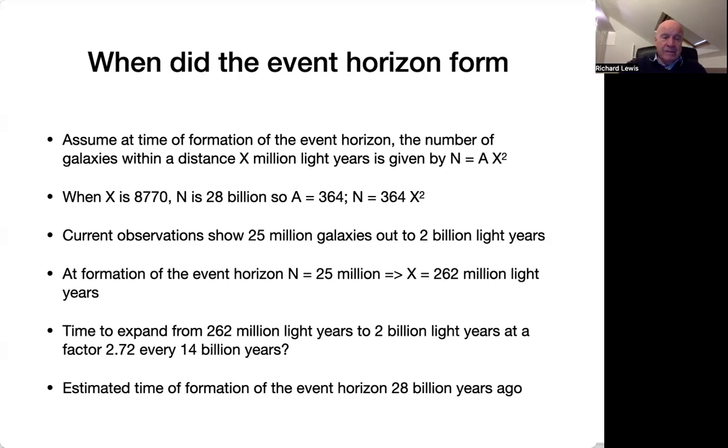Now we know that they're currently out to 2 billion light years. So how long does it take for the universe to expand from 262 million light years to 2 billion light years at the rate of the factor e, 2.72, every 14 billion years? The estimated time is 2 lots of 14 billion years, which equates to 28 billion years.